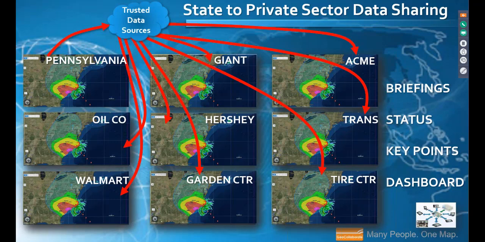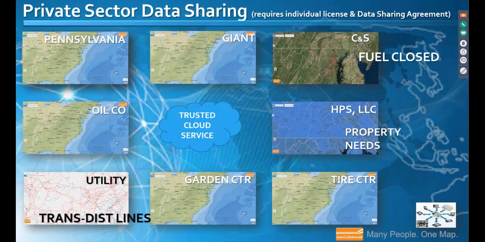So the next slide that I have, Tom, that I want to show is how companies or organizations or federal agencies can share data into the trusted cloud environment, and then going into, let's say, the Commonwealth of Pennsylvania's instance. So if this company up here, CNS, knows of fuel closed locations in Maryland and Virginia, and they've highlighted it with red dots, they could share that information into the cloud. So could this property company, HPS LLC in Pennsylvania, they might highlight counties that need assistance during particular events. They could share that information into the cloud service.